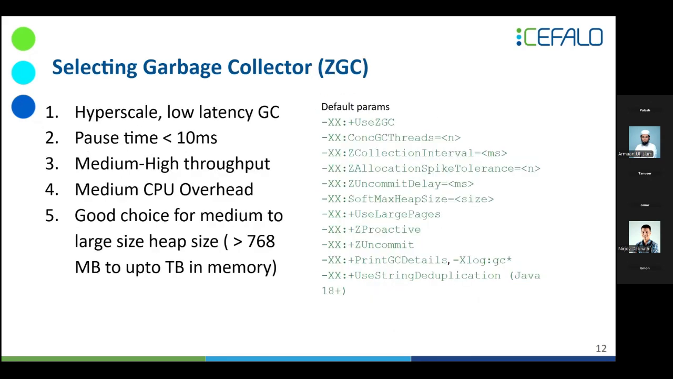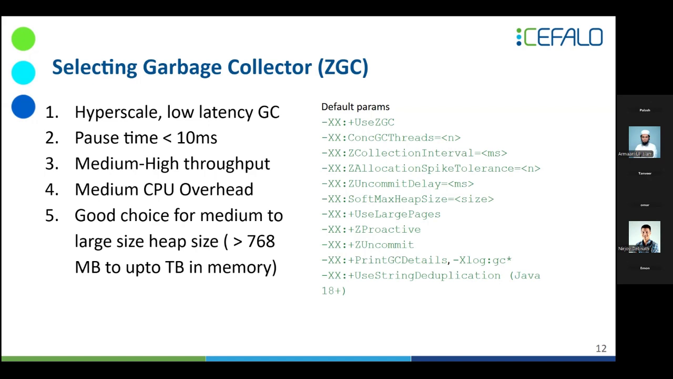Another garbage collector is ZGC. This is a more modern GC, I think it has matured from Java 17 or 21. It's a hyperscale low latency GC. Hyperscale means that this GC can be used with a very big heap size, up to I think 1 or 2 terabytes.